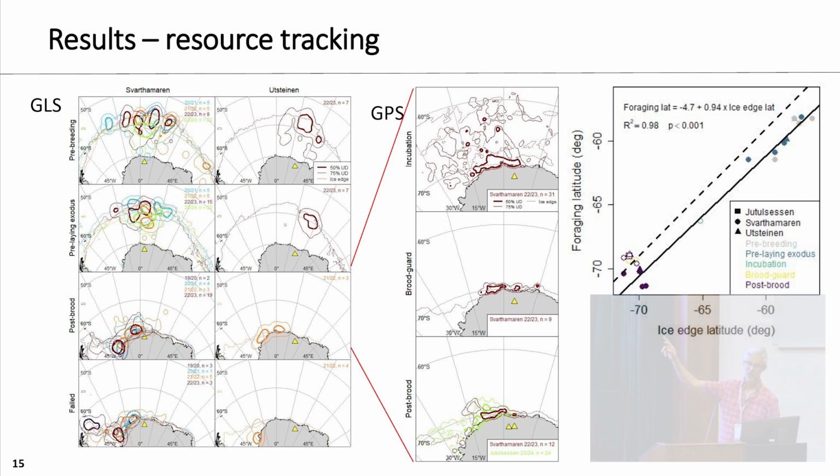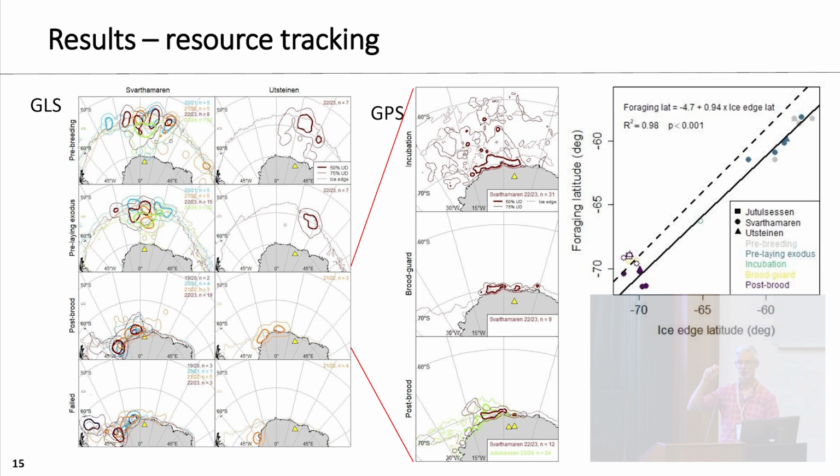So this is from 2 colonies on the left, and the blobs are different colours for different years. The top panel there is pre-breeding, so that's about a week before the start of breeding. The bottom panel is pre-laying exodus, and then we've got brood guards and failed breeders. And basically you can see they're following the ice edge south.